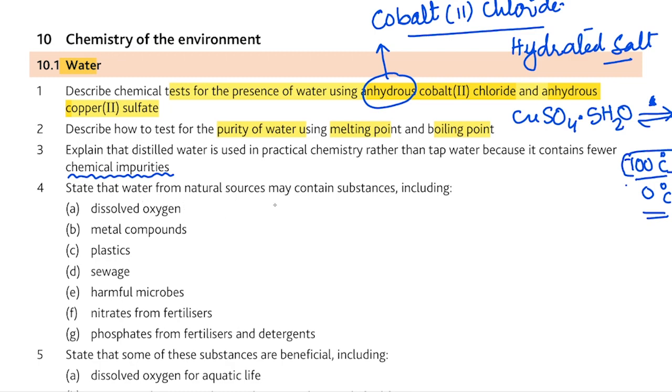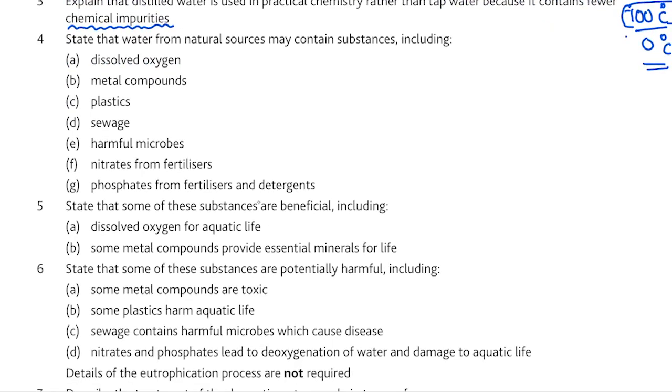State that water from natural sources may contain substances including dissolved oxygen, metal compounds, plastic, sewage, harmful microbes, nitrates from fertilizers, and phosphates from fertilizers and detergents. You must know where nitrates are coming from, fertilizers, and where phosphates are coming from, fertilizers and detergents. In the exam, they can ask the sources of it.